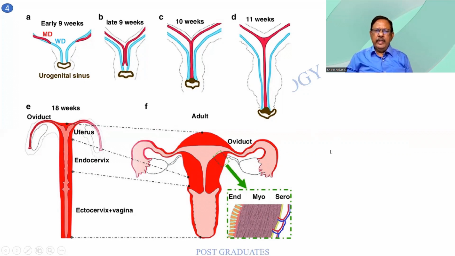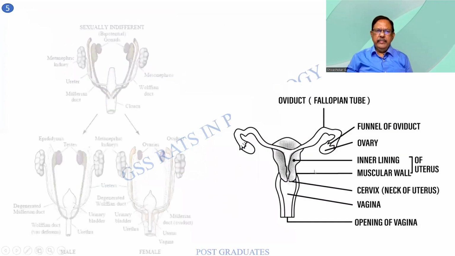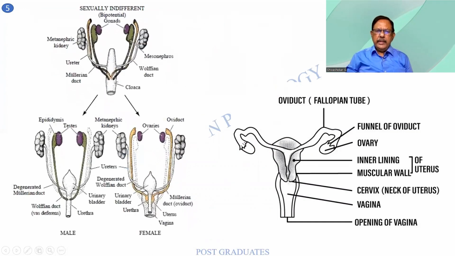Why this is important is, if there is going to be a defect in any of this, there can be an infertility. For example, a vaginal septum, or it can be atresia of the ducts, so on and so forth, which you can mention. This we have already seen. This particular diagram is again of importance to us.